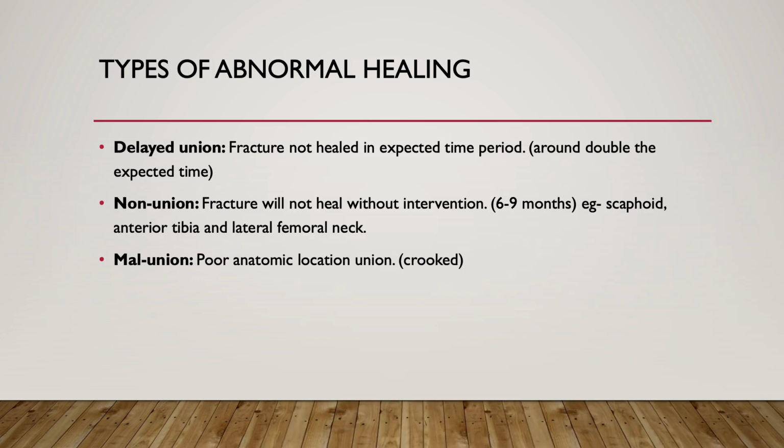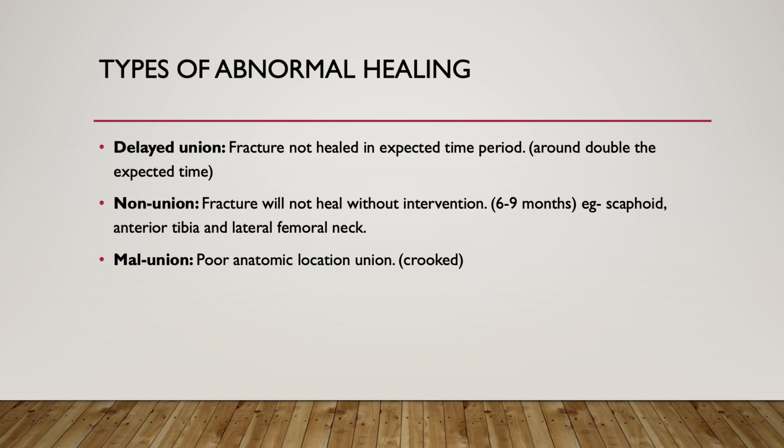So what are the types of abnormal healing? They could be delayed union, non-union or malunion. So delayed union is we had an expectation that the bone would heal in 6 to 8 weeks, but it didn't heal during that expected period. So around double the expected time. Non-union is fracture will not heal without intervention. Okay, around 6 to 9 months. Even after 9 months, if the fracture has not healed, there won't be any healing. There isn't any significant callus formation.